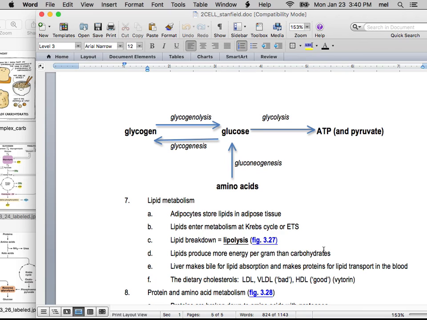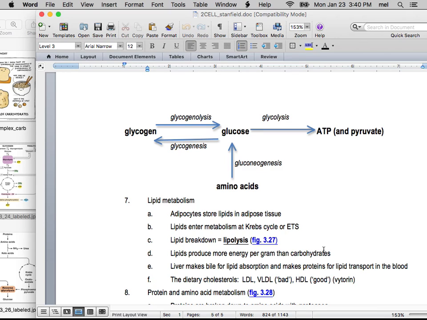Neo, what does that mean? New. Genesis. What is it? The beginning or the creation. So what are you creating? You're creating new glucose. Exactly.